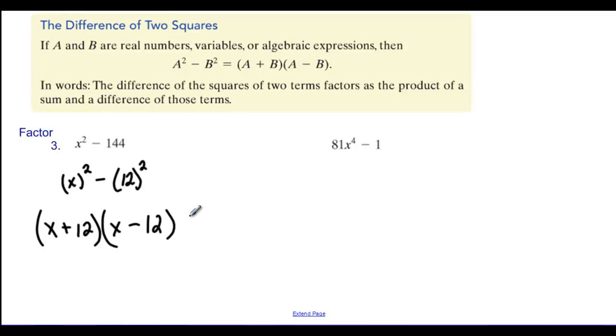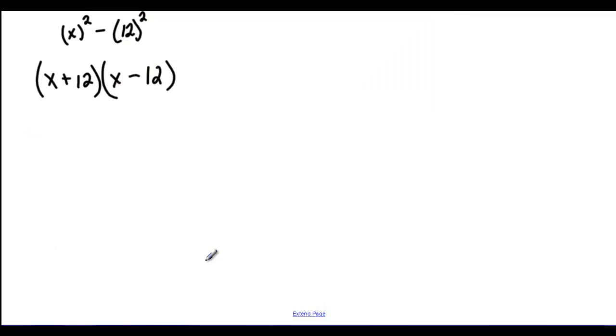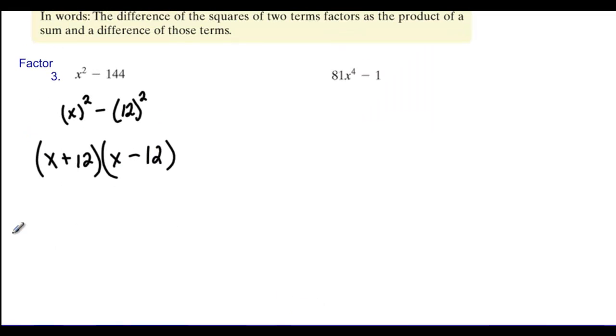And again, we knew that we would be able to factor this way because we have a perfect square minus a perfect square. This has to be a subtraction symbol. If it's plus, then you're likely not going to be able to factor it, other than pulling out a common factor.